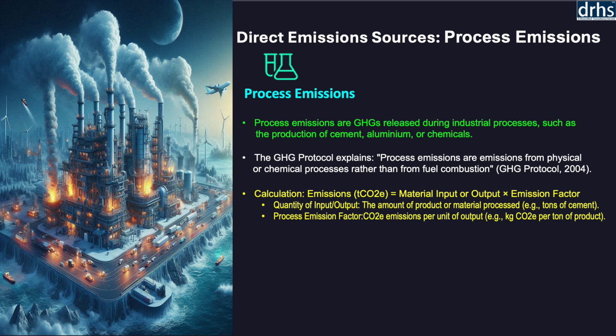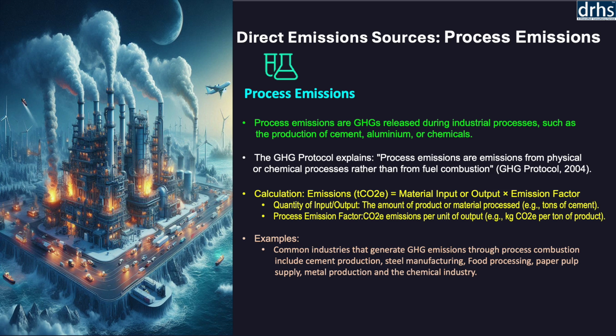Process combustion refers to greenhouse gas emission resulting from the chemical or physical transformation of material during industrial process. This category falls under scope 1 emission, which includes direct emission from sources that an organization owns or controls. Unlike stationary or mobile combustion, where the primary purpose of fuel burning is to generate energy, process combustion involves burning fuel as an integral part of a manufacturing or production process.